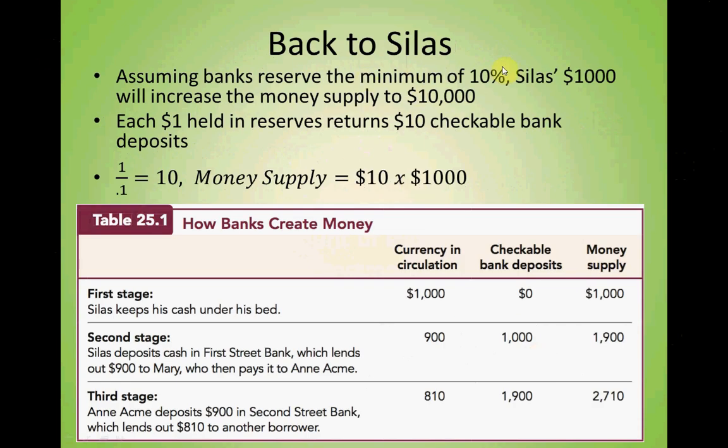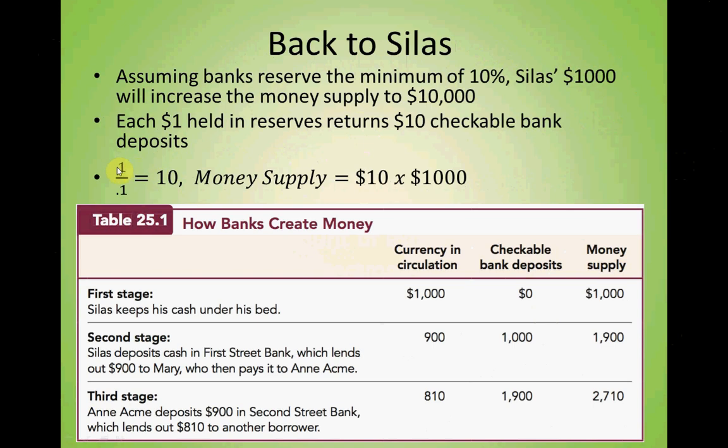Assuming banks reserve the minimum of 10%, Silas's $1,000 will increase the money supply to $10,000. So the end result of all of these permutations, all of this money changing hands and banks fractionalizing things and loaning money, assuming that all of this money continually gets deposited, 10% is reserved, 90% is then made excess, and so on and so forth, which of course is a big assumption. But Silas's original $1,000 deposit will grow the money supply, the availability of money, M1, by $10,000. Each $1 will turn into $10 of checkable bankable deposits.